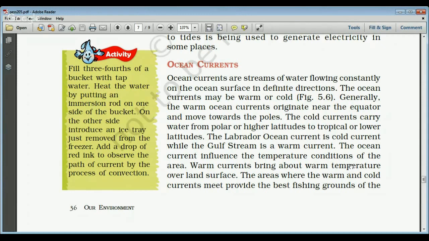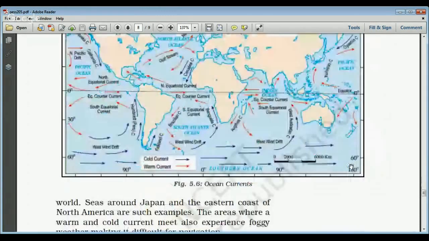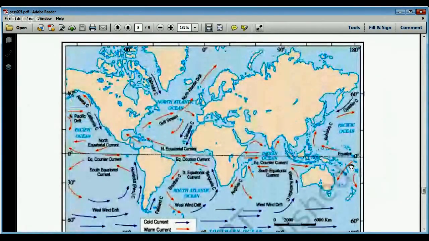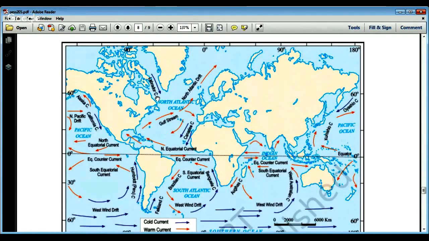And ocean currents also influence the temperature conditions of the local area, like the warm current brings warm temperature over the land surface and the areas. See, this is a very important point. The areas where the warm and cold currents meet provide the best fishing grounds of the world. There are three such areas in this map. This is the Labrador, a cold current, and this is the Gulf Stream. They meet near Newfoundland of Canada, and it provides the best fishing ground, and also it creates foggy conditions.